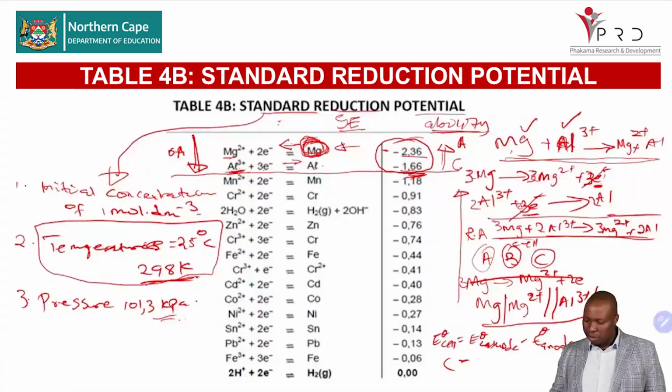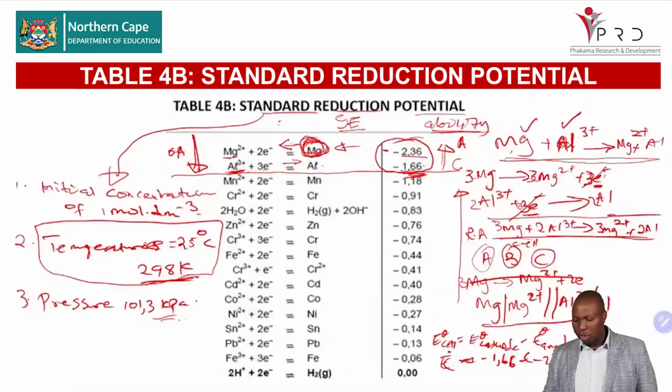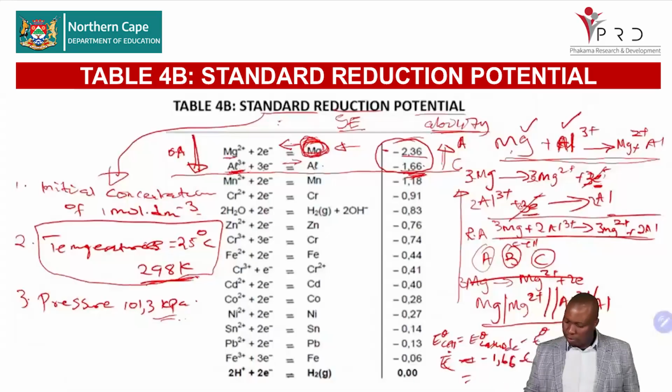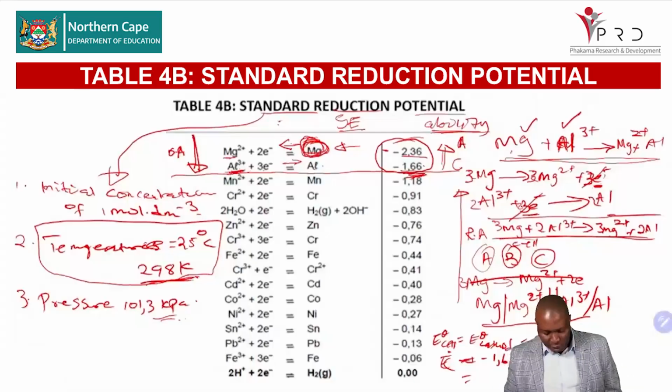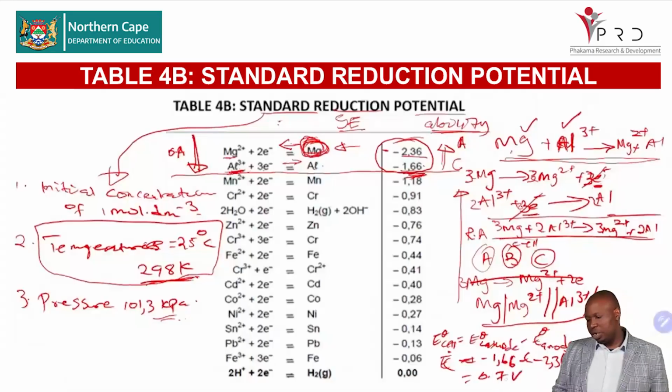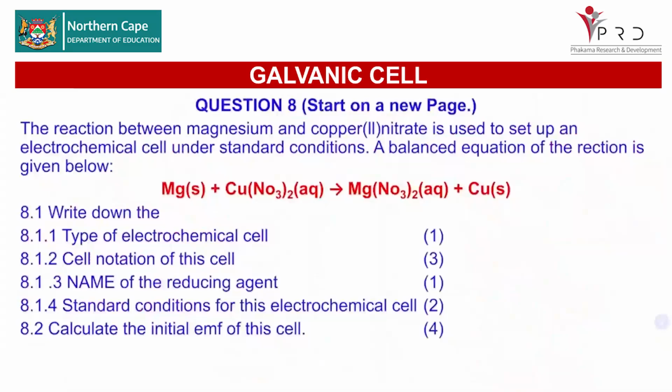So you can see that the cathode now is minus 1,66, which is what E of a cell would be equal to: minus 1,66 minus 2,36. Using the calculator, you get 0,7. Your answer must be positive, because we're saying this is spontaneous, which means it's self-sustaining. We don't need an external source of energy. It has its own energy, which is enough. So I hope that shows you.